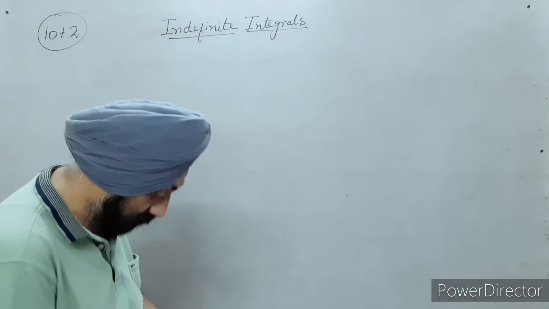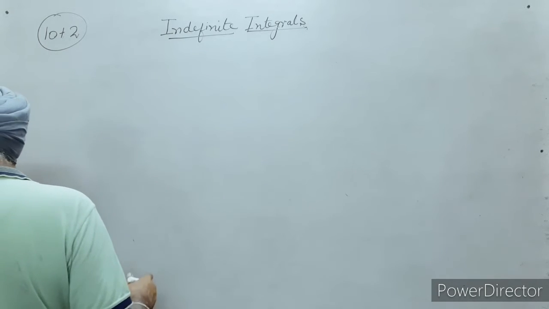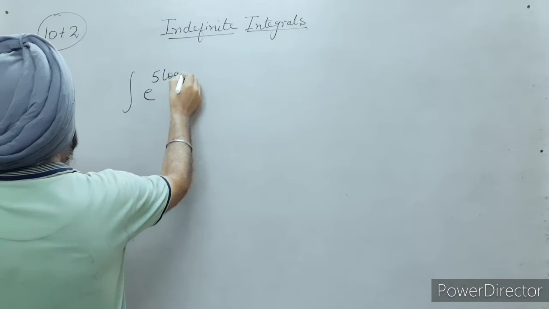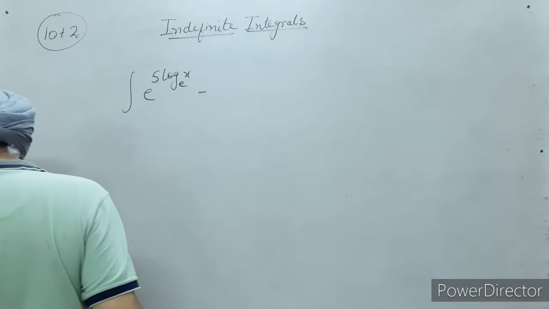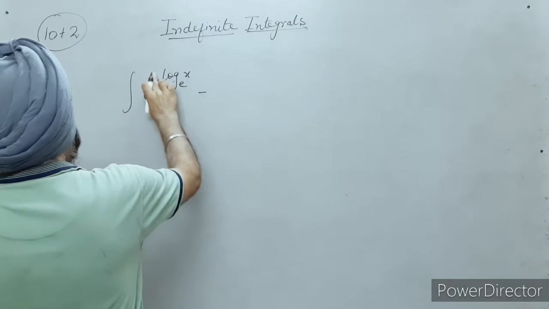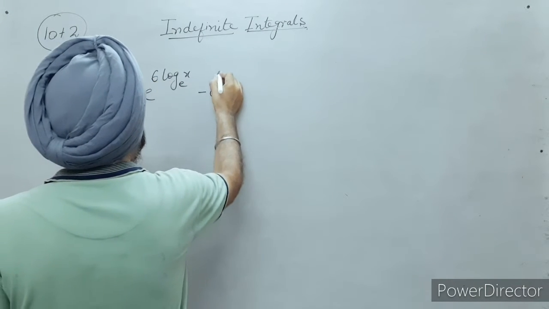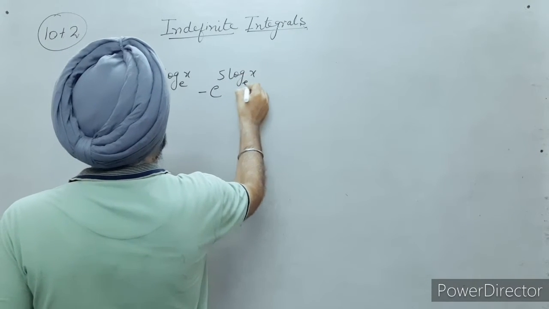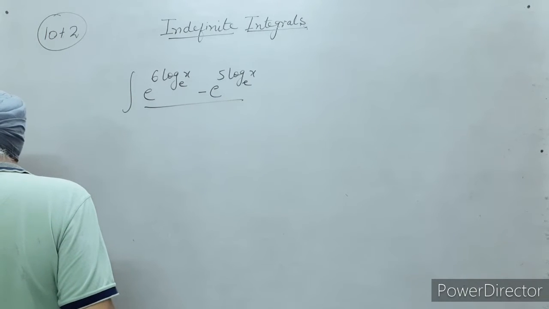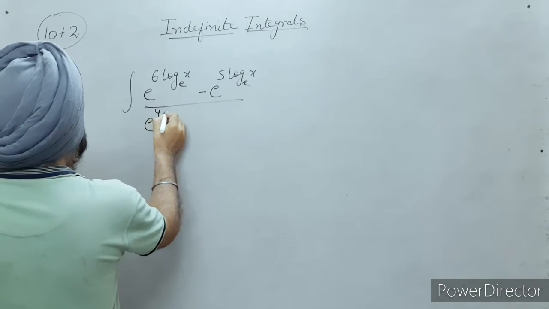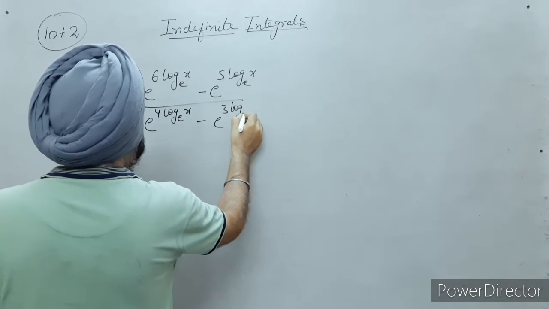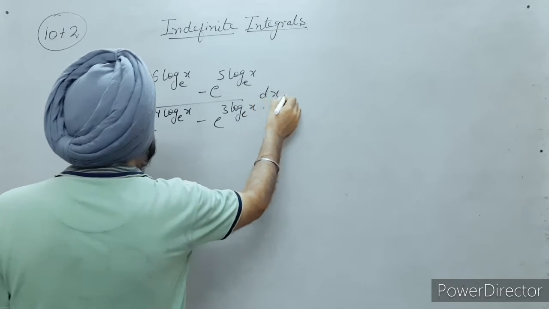Now, this question also, it's a good one. Integrate e raised to the power 5 log x to the base e, minus e raised to the power, here it is 6, here it is 5, log x to the base e, divided by e to the power 4 and 3, right? e to the power 4, and here it is 3 log e to the base x. This is dx.